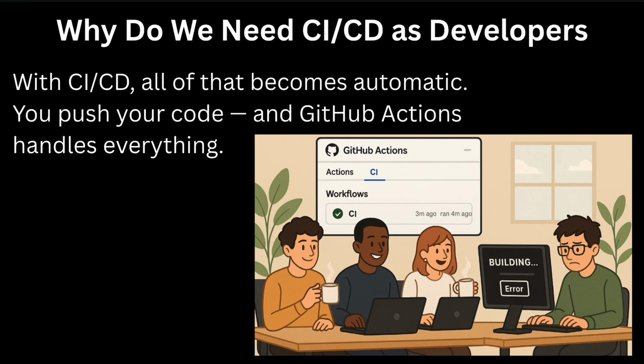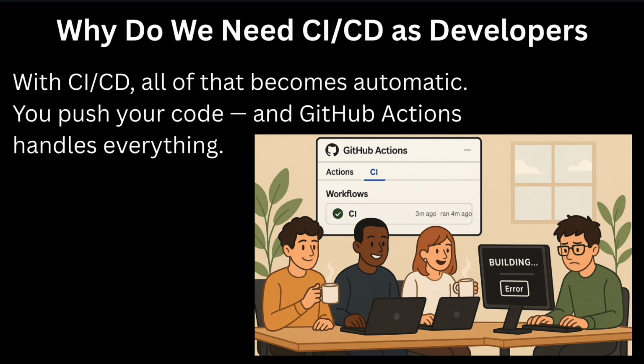You push your code, and GitHub Actions handles everything. It tests your app, builds it, and even prepares it for release while you keep coding. That means less manual work, fewer human errors, faster releases, and a more consistent workflow for the whole team.